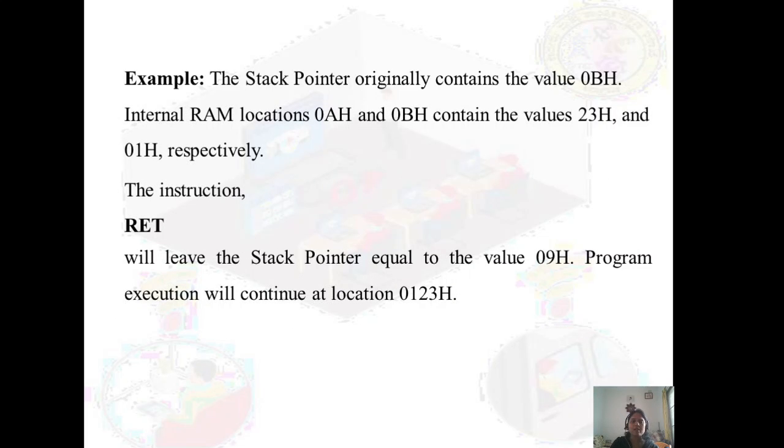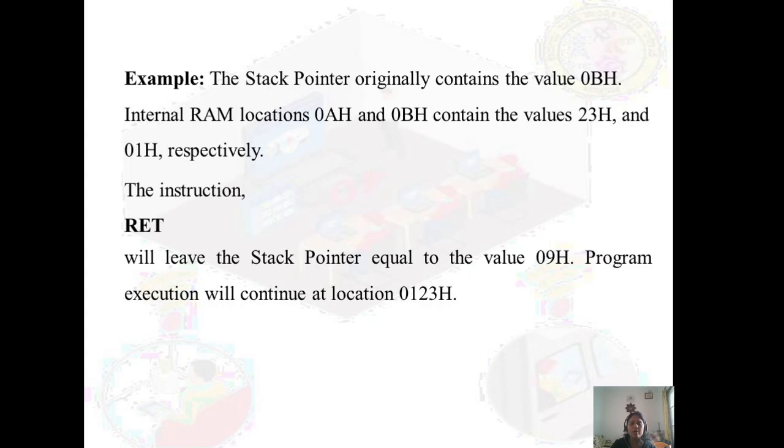See, if we consider an example, the stack pointer originally contains the value 0BH. That means the two locations will be 0AH and 0BH. In this, first the data present in 0BH is retrieved, then from 0AH. After executing the RET instruction, it will leave the stack pointer equal to the value 09H, because we are retrieving the two locations, 0BH and 0AH. So the stack pointer will be at the location 09H.